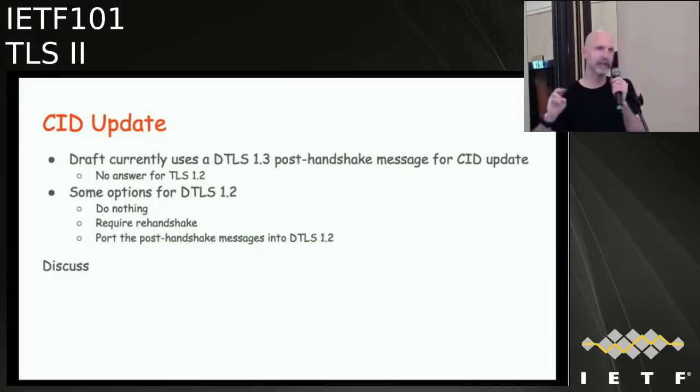The second is to do it in a re-handshake, which ordinarily we hate. I still continue to hate re-handshake, but on the other hand, defining the mechanism I also hate. And the third is to port the post-handshake messages into DTLS 1.2. I'm not super enthusiastic. I'm frankly leaning towards re-handshake, even though I ordinarily despise it.